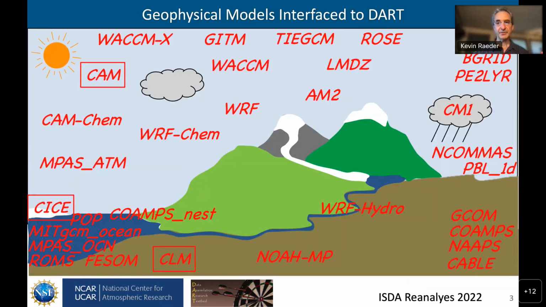Here are most of the geophysical models interfaced to DART already. Hopefully you can find your favorite. Models in boxes are parts of the community Earth system model used in the reanalysis. DART also includes many low-order models for theoretical development and educational examples.